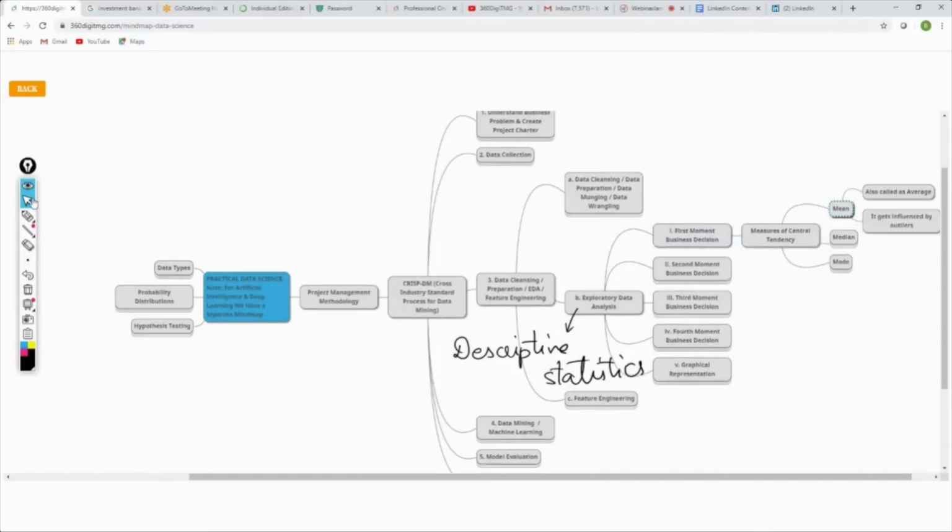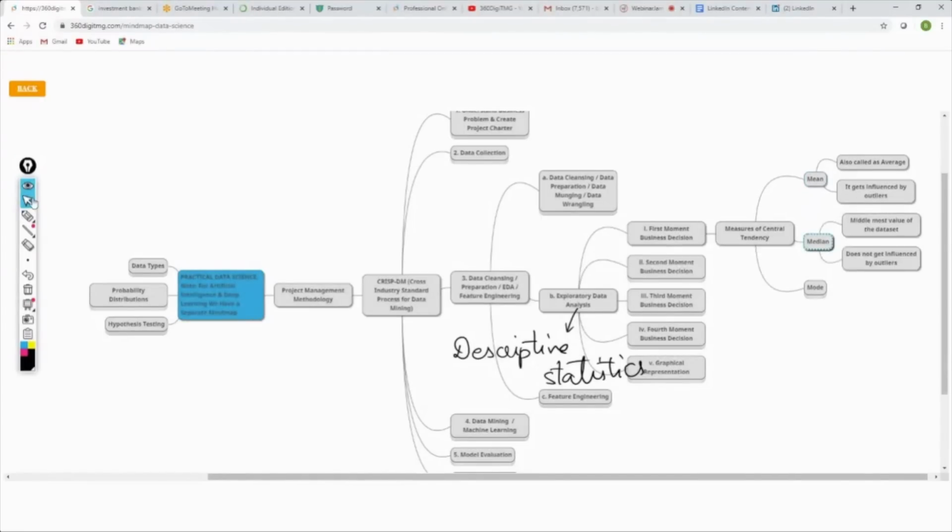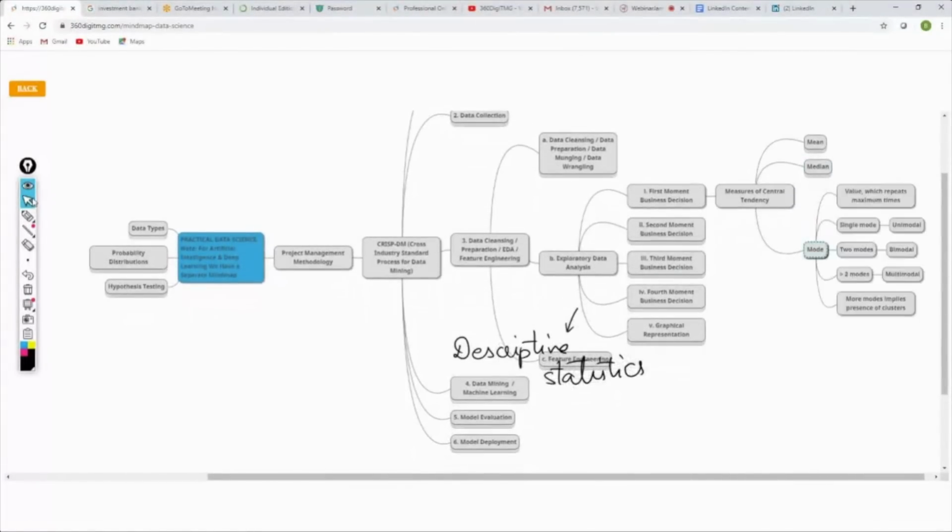We know for a fact that mean is also called average, and it gets influenced by outliers. If you have outliers in your data set, it will get impacted, and mean would be a different number altogether. Hence, when you have outliers in your data set, median is a good measure. Median is the middlemost value of a data set, and it does not get influenced by outliers. And when you have categorical data, we use mode.